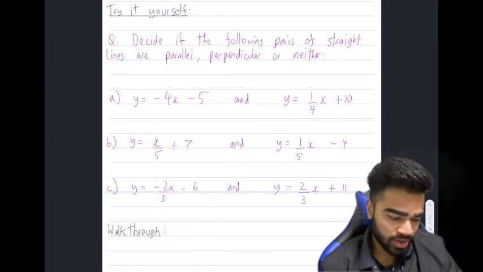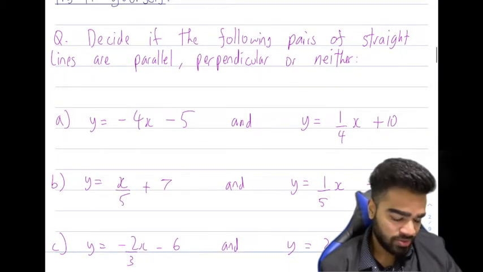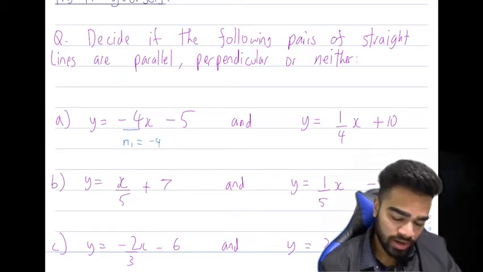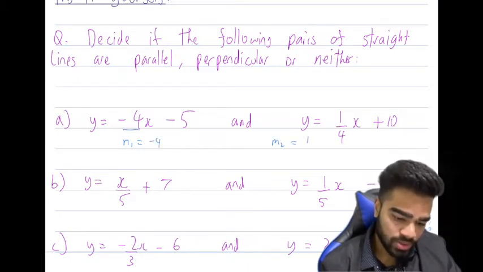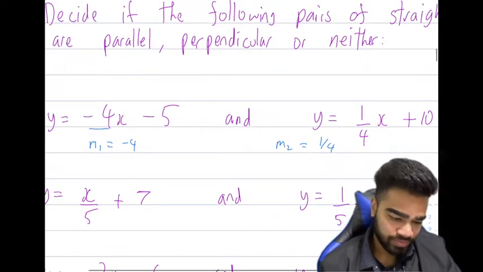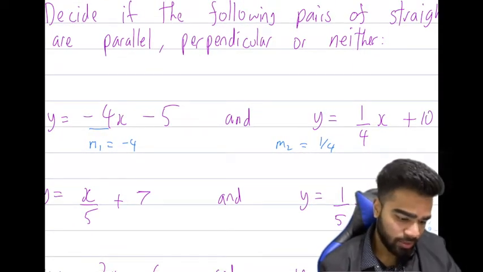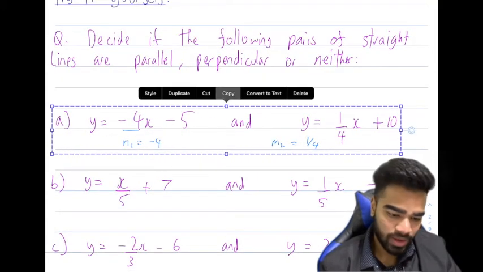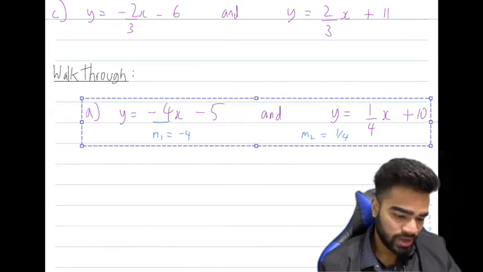Okay, we'll go through it now. So firstly, let's do part A. So gradient of the first one, m1 is equal to negative 4. Gradient of the second one, m2 is equal to 1 over 4. Okay, what do you guys think? Well, let's do it. To get a bit more space, guys, I'm going to copy this down because we'll do a bit of working out for this question.